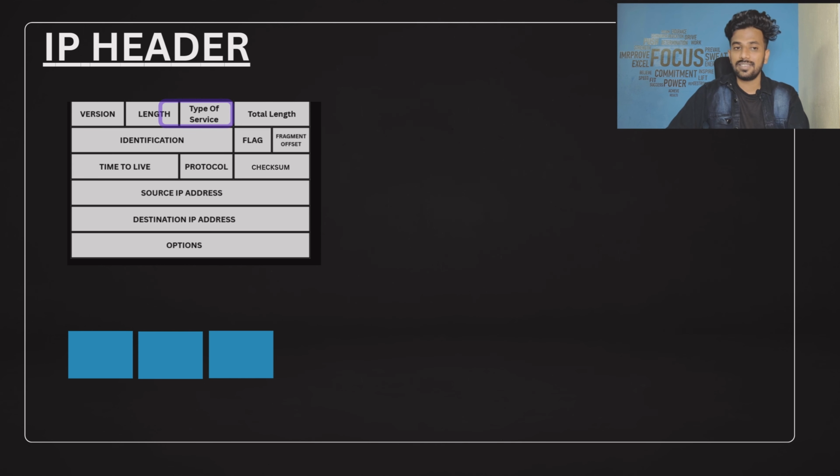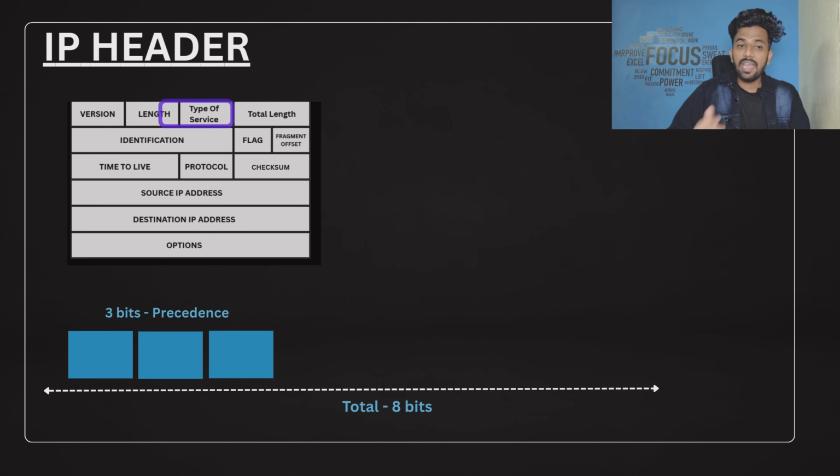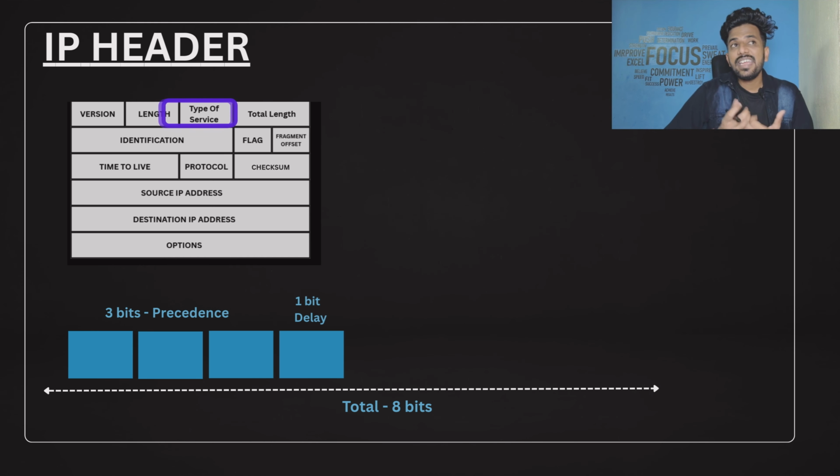The first part is precedence. Precedence has 3 bits. It defines the priority of the packet. Higher precedence means the packet is more important, for example voice or critical data. That is when we use precedence with 3 bits. The next one is delay. Delay is 1 bit. This is used when low delay is preferred. It is mainly important for real-time applications.